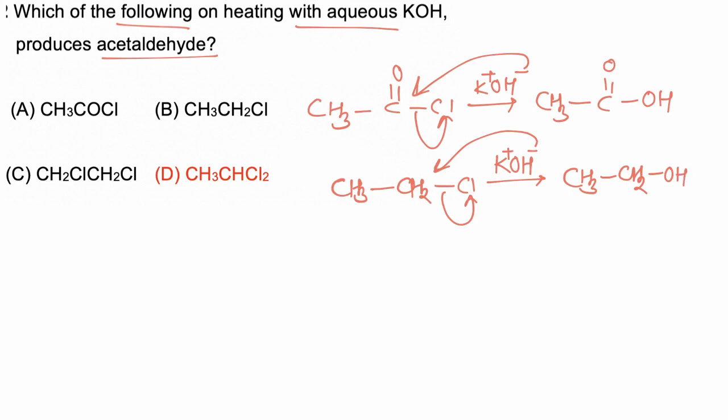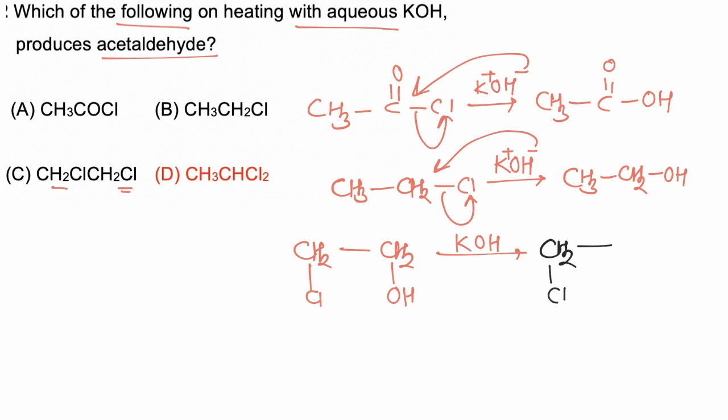In the third case, this molecule is having Cl on adjacent carbons, so this molecule is called vicinal dihalide, and vicinal dihalides on reacting with KOH will first be converted to CH2OH. Now this OH will act as nucleophile and will replace Cl, so an epoxide is formed in this case.